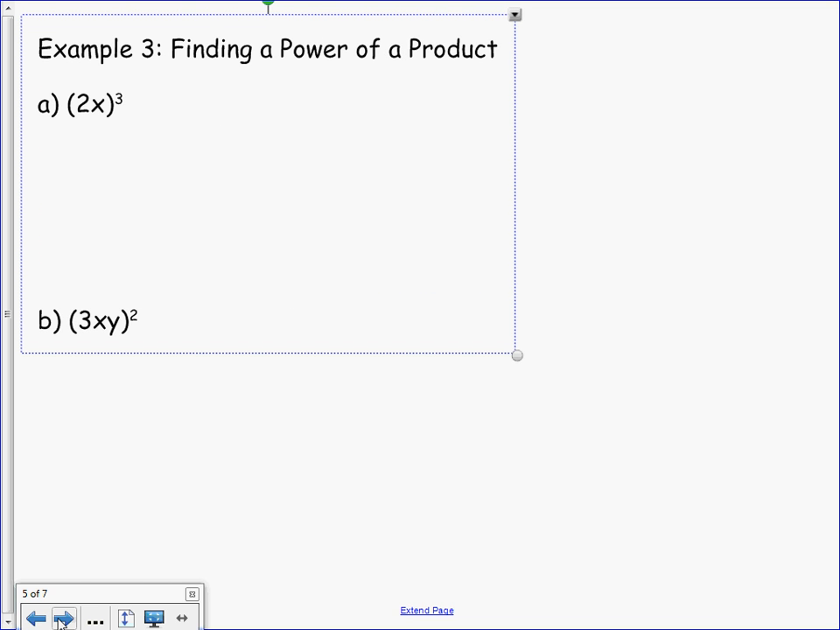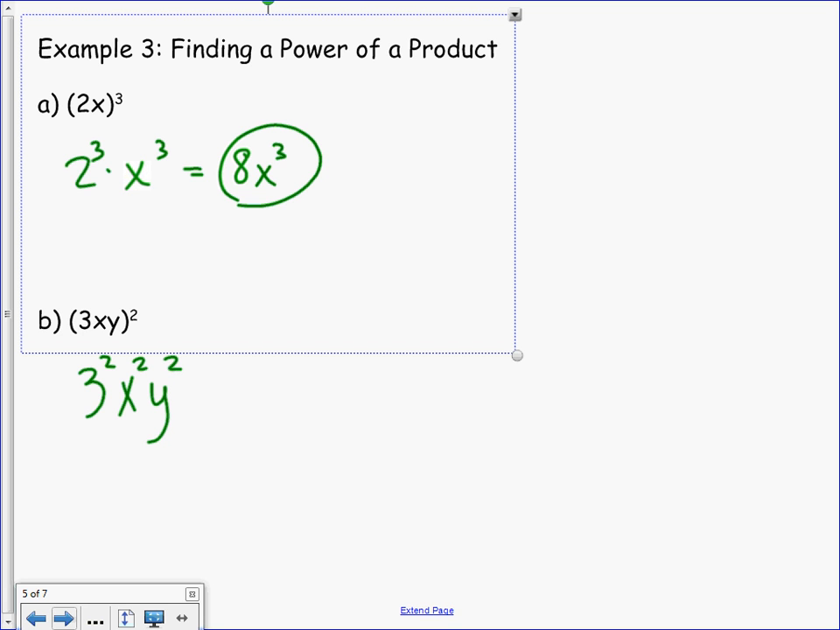Here's where we're going to distribute through that exponent to each of the factors inside the parentheses. So this would really be 2 to the 3rd times x to the 3rd, which we can simplify. 2 to the 3rd power equals 8 times x to the 3rd. Okay, and that's in simplest form. Now we have 3 terms inside these parentheses that we have to distribute the squared to. Then we can evaluate. 3 squared is 9, so we have 9x squared y squared. And that's as simplified as we can make that expression.